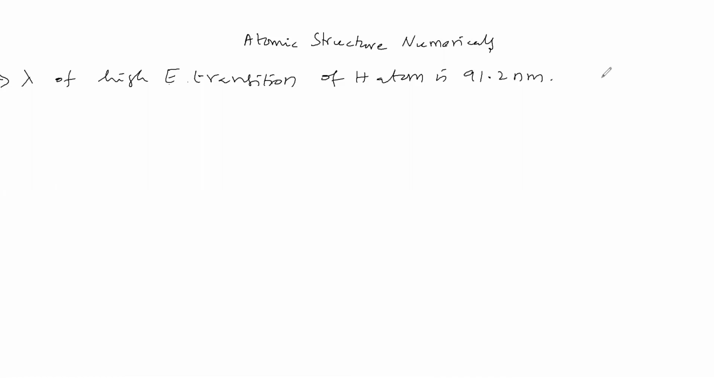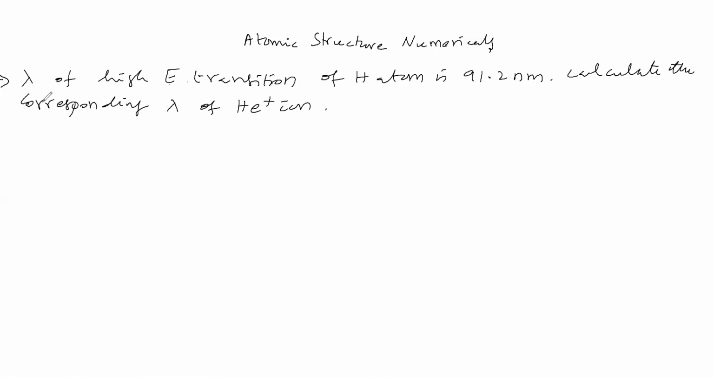Calculate the corresponding wavelength of He plus ion. Okay. Now, first sentence will say wavelength of high energy transition of hydrogen atom is 91.2 nanometer.